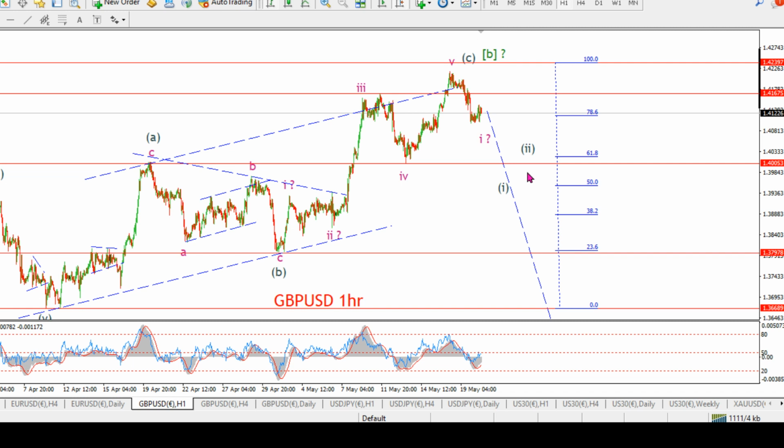If we break through that level, I would like to see a 5 wave down, and we would suggest that wave 1 is underway then.